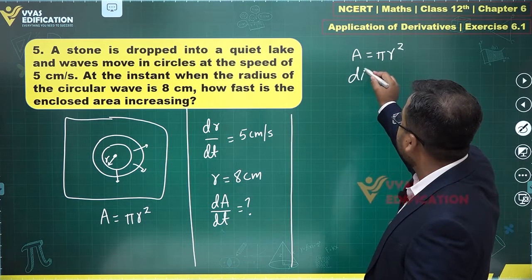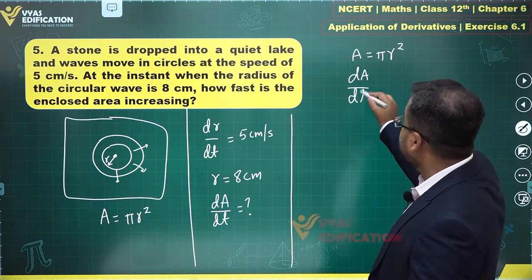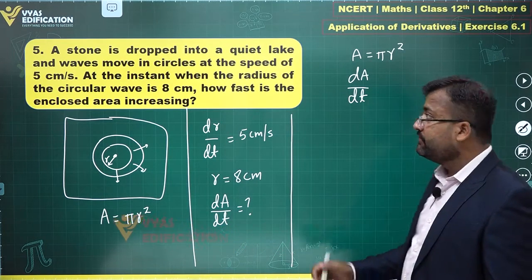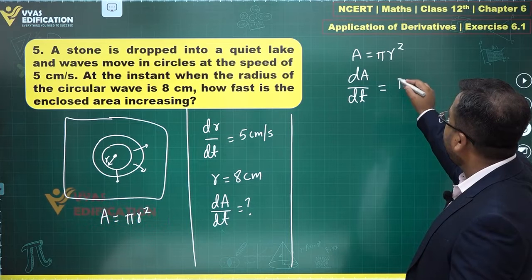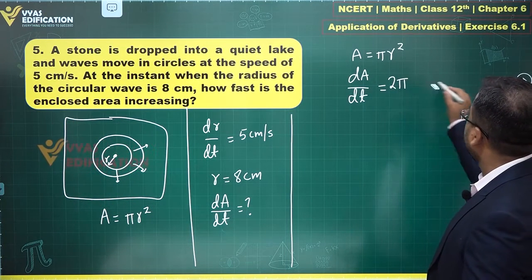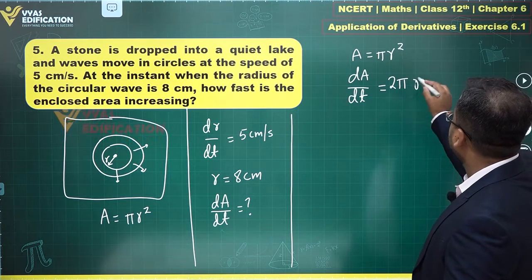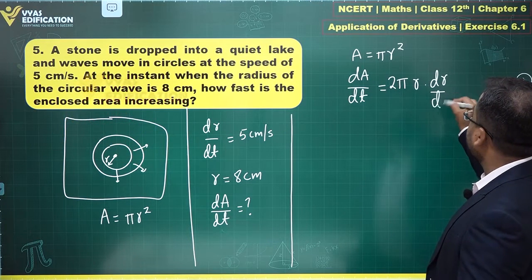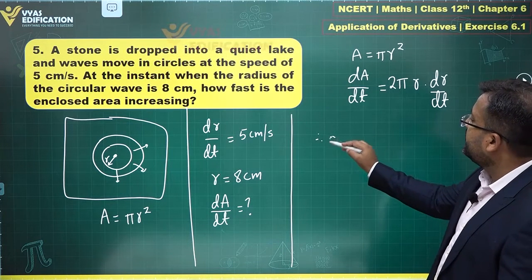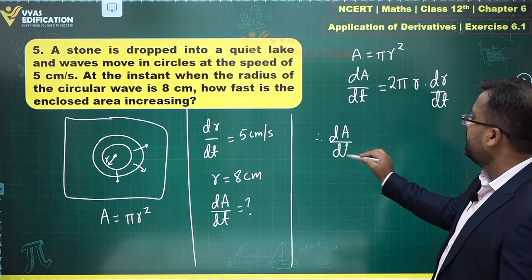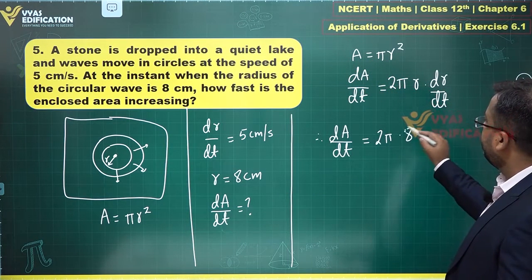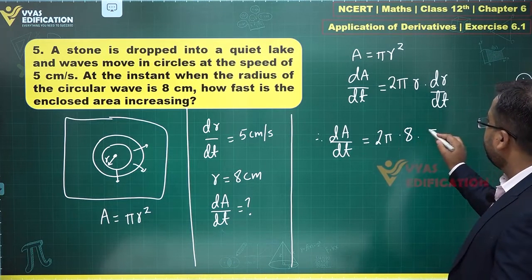So dA by dt, mind you, we are talking about rate of change with respect to time, is equal to pi times 2r times, applying the chain rule, dr by dt. Therefore, now let's substitute the values. dA by dt becomes equal to 2 pi times r, which is 8, times dr by dt, which is 5.